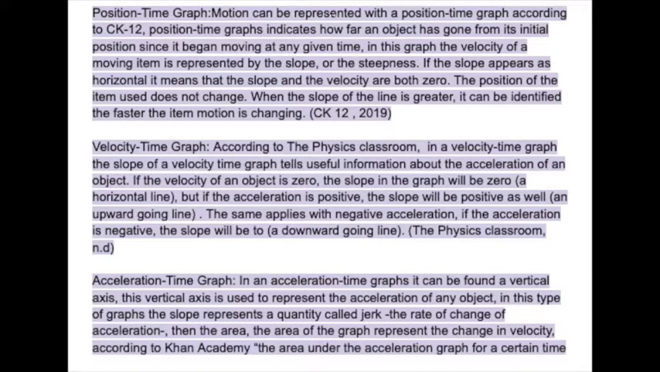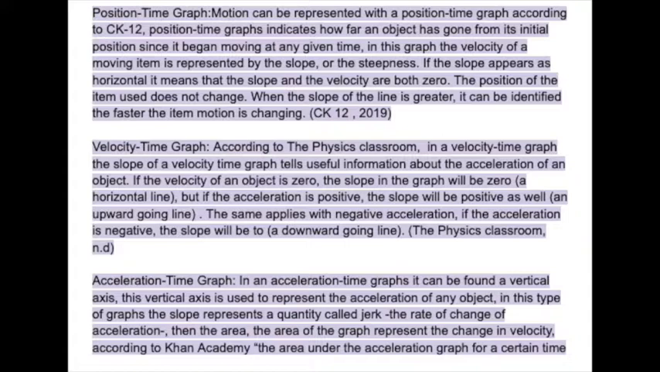Motion can be represented with a position time graph according to CK12. Position time graphs indicate how far an object has gone from its initial position since it began moving at any given time. In this graph, the velocity of a moving item is represented by the slope, or the steepness. If the slope appears as horizontal, it means that the slope and the velocity are both zero. The position of the item used does not change. When the slope of the line is greater, it can be identified the faster the item motion is changing.